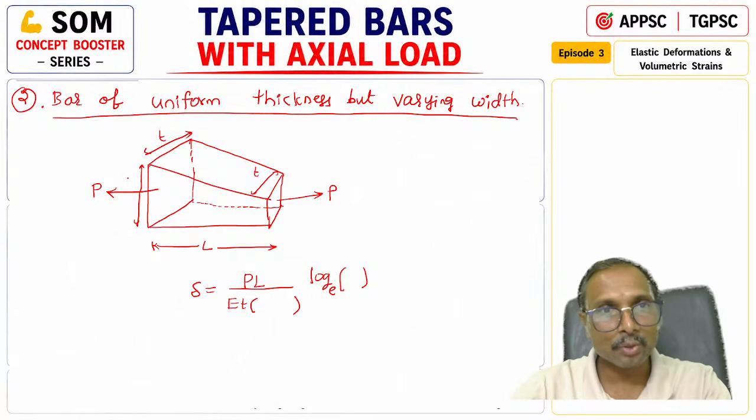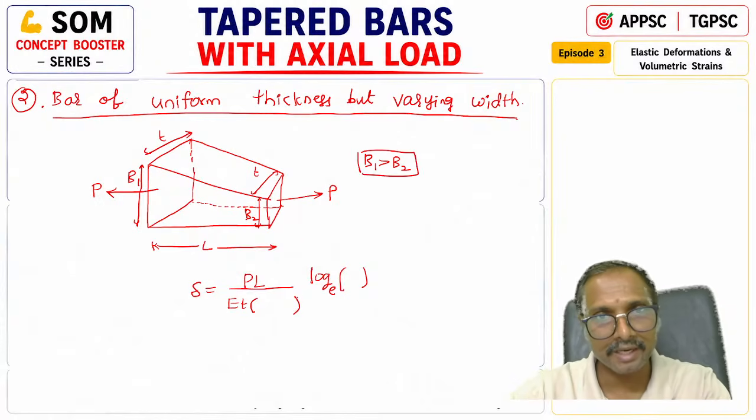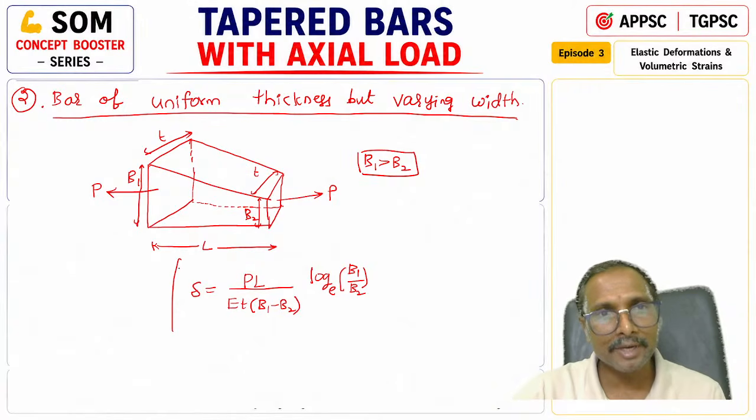Okay, let us take this width as b1 and this width as b2, right. Here b1 is greater than b2. When b1 is greater than b2, we write b1 minus b2 here, and b1 by b2. Simply, higher width minus lower width, and higher width by lower width, we need to write. This is how we'll be getting the deflection.